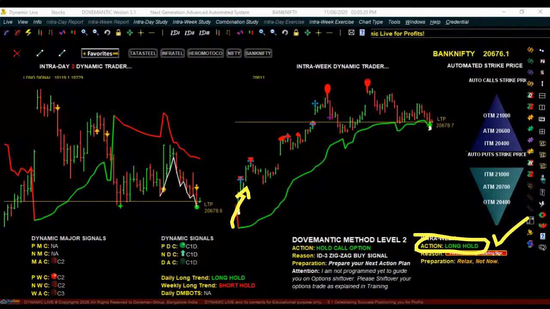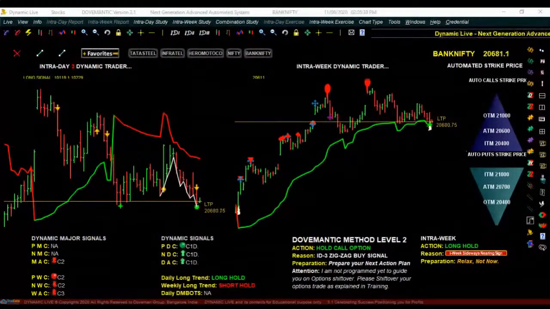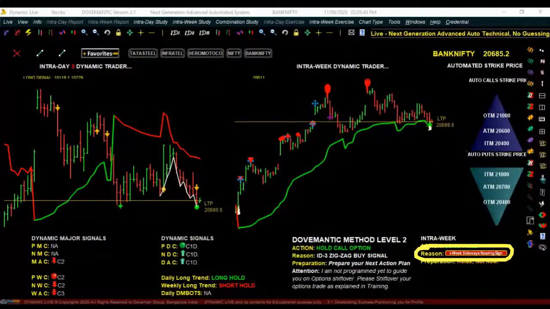So when to enter, when not to enter, when to exit, when not to exit, this action will automatically tell you. And then there is this reason. You can see now, as of now, for Bank Nifty, it is very clearly written here as sideways nearing sign. So when it says sideways nearing, it means it is preparing you in advance, telling you that sideways may start anytime soon. Be prepared.